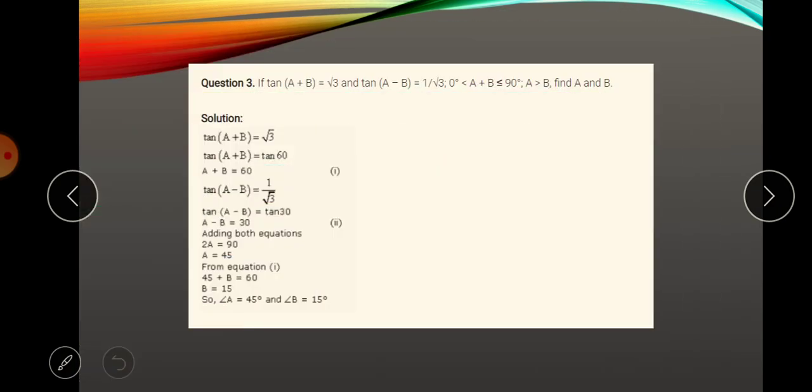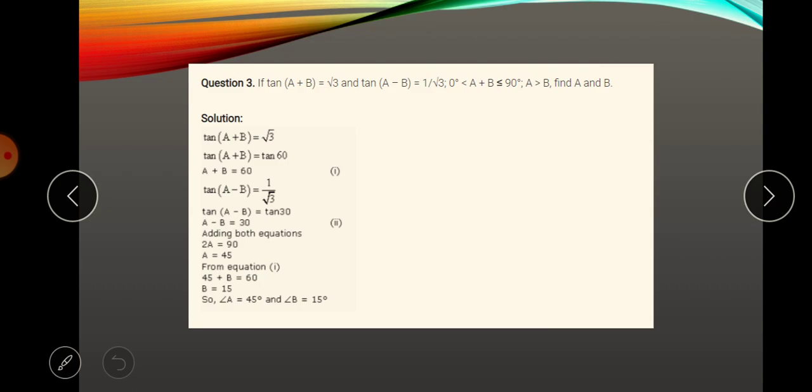Now question number 3 is a very important question. Every year they used to ask a 2 mark or 3 marks question. So it is a very important question for you. This one: tan (A plus B) equal to root 3 and tan (A minus B) equal to 1 by root 3. A plus B lies between 0 and 90. Find A and B. We have to find out A and B.